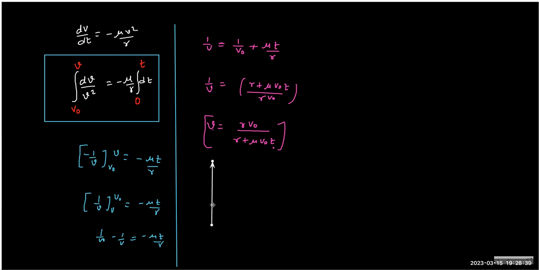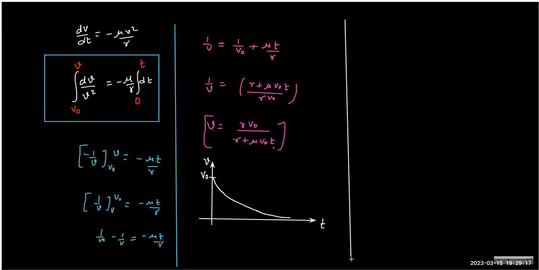So if you plot a graph of V versus T, you start from V naught and it will decrease as T progresses, but it will never become zero. It will become an asymptotic graph. So it will meet at infinity. Understood? Yes, sir. That's it.